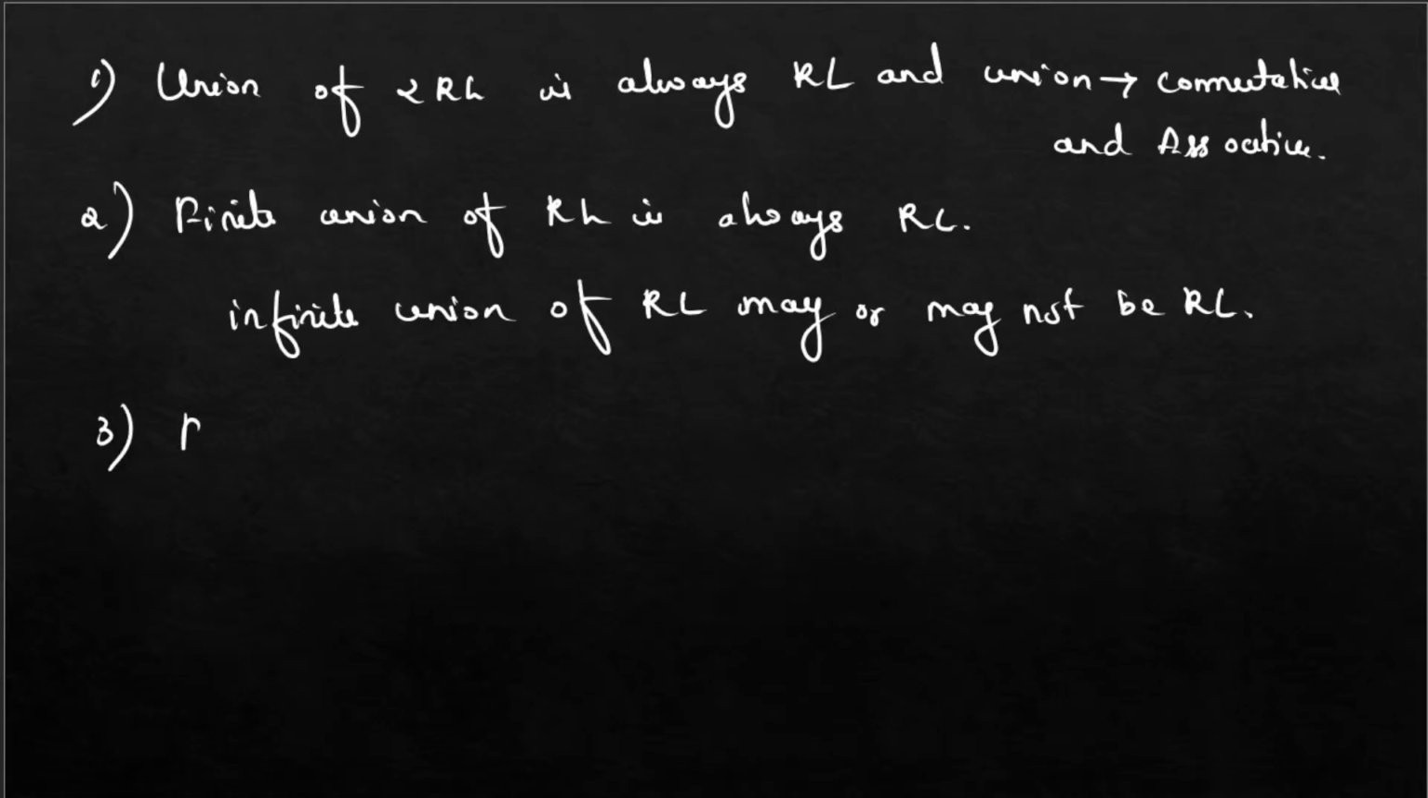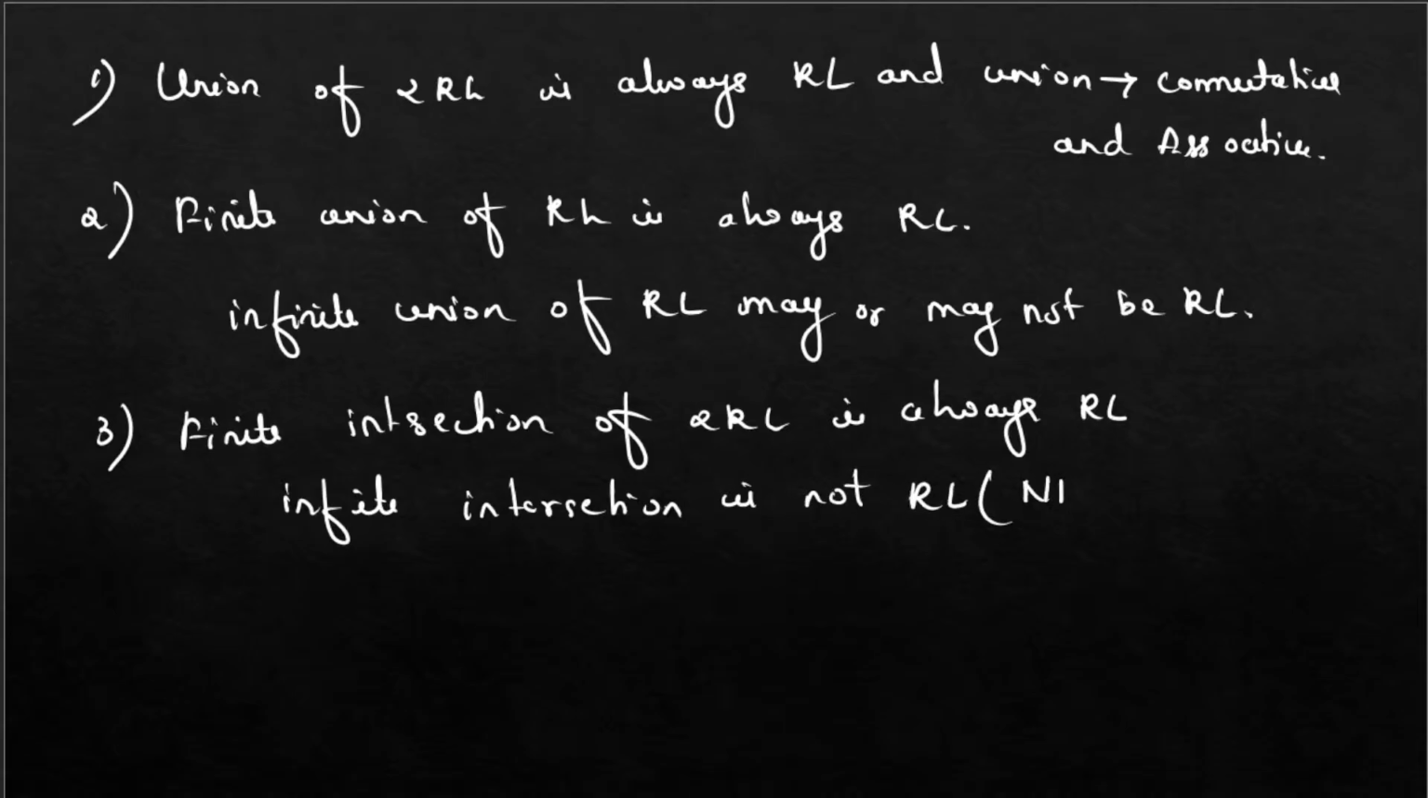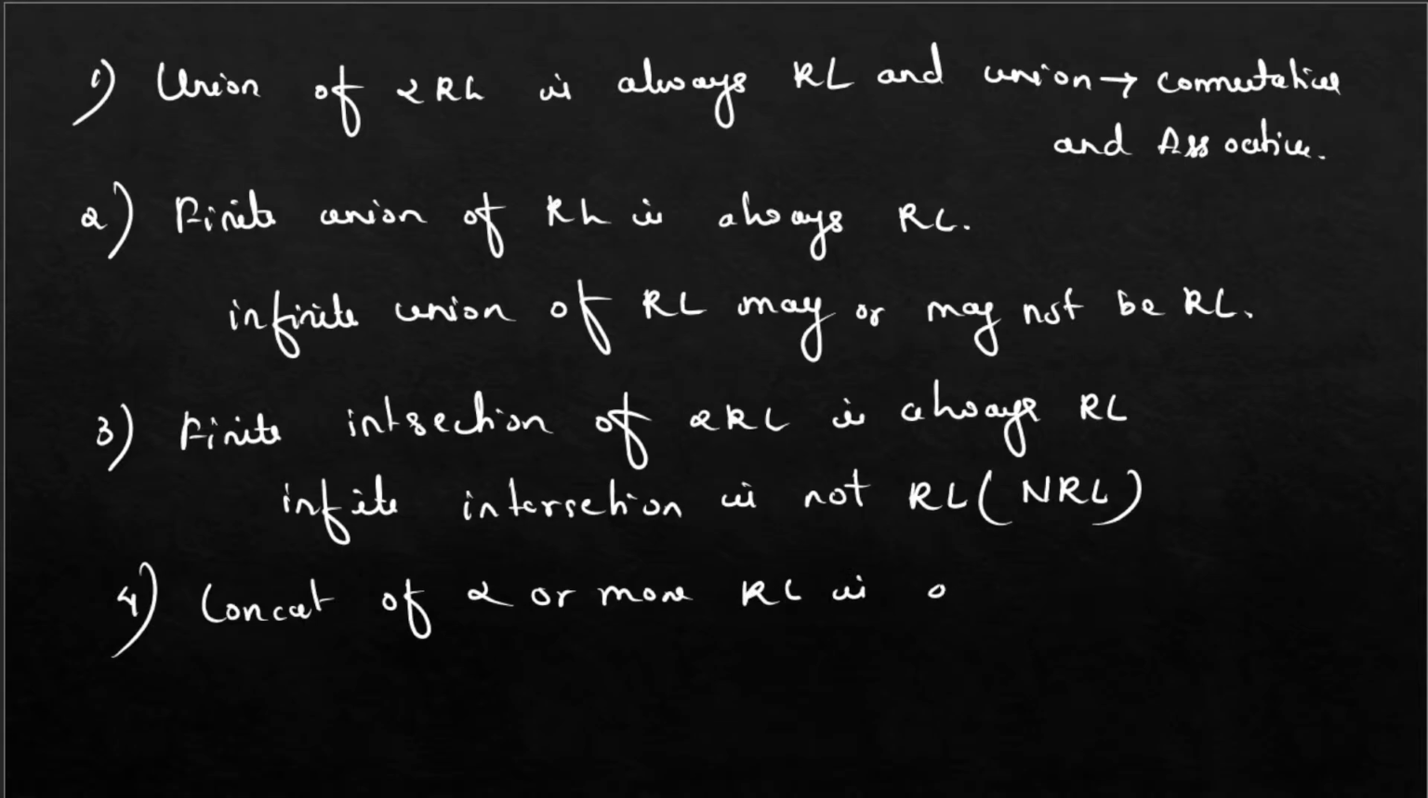So the third is infinite or finite intersection of regular languages is always regular, but infinite intersection is not regular, it is a non-regular language. Fourth one is concatenation of two or more regular languages is always regular. Okay.